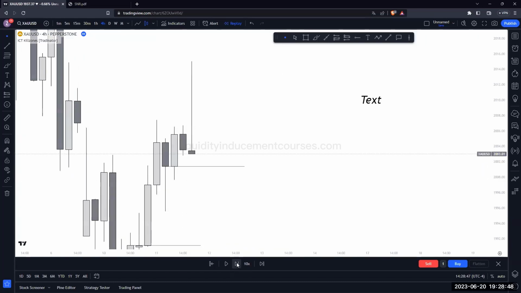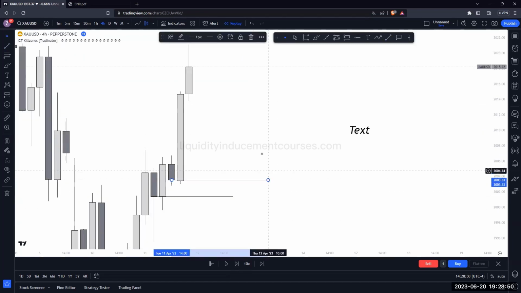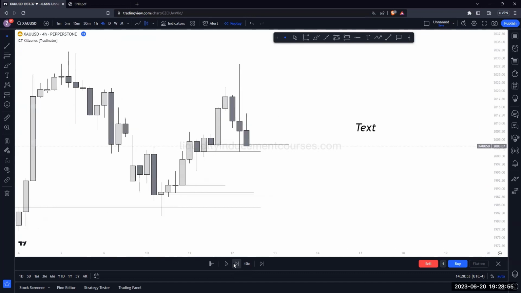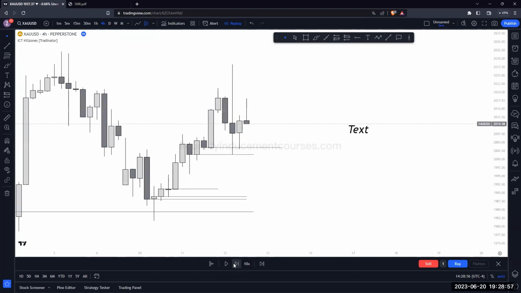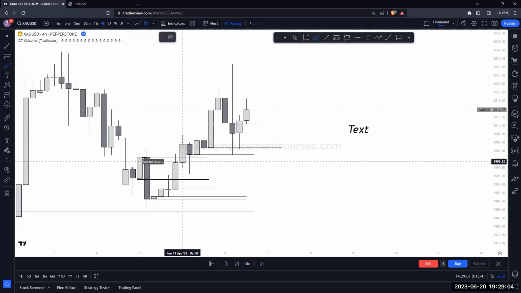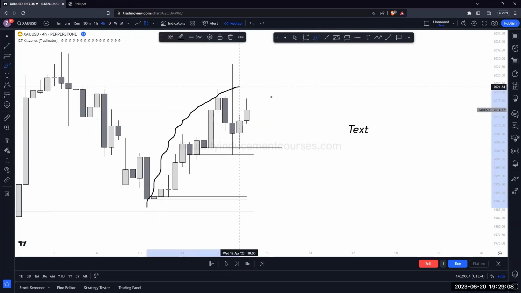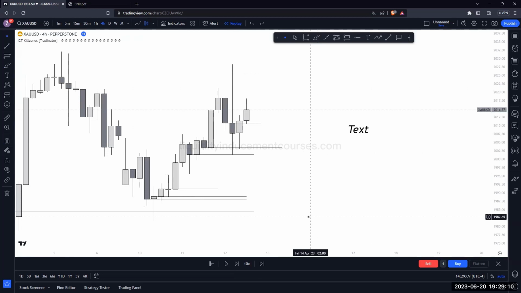So you only take continuations from the right side, no? You don't take levels from the left side. What do you mean? Like these levels, reversal levels. You can take these, but when you go to the H1, it will be a mess for you. So I suggest you only focus on the recent ones. Also, I don't take SBR and RBS, the A and Vs, for continuation. I don't like it. I only use A and Vs for breakouts.